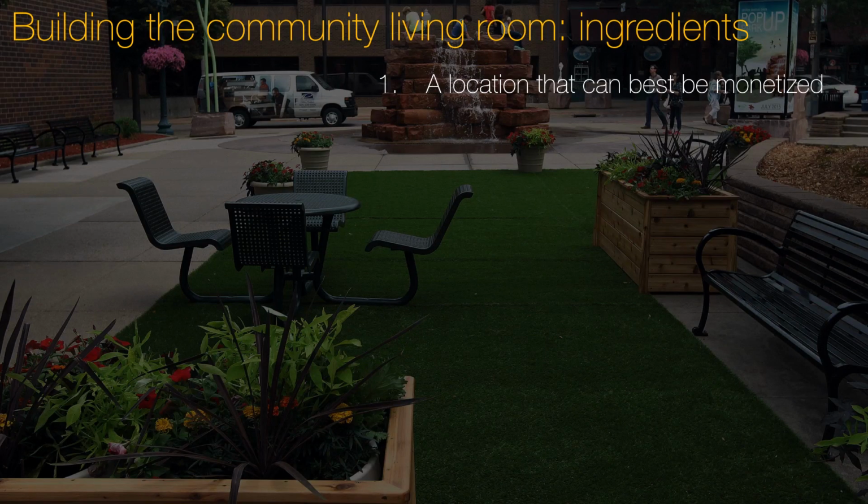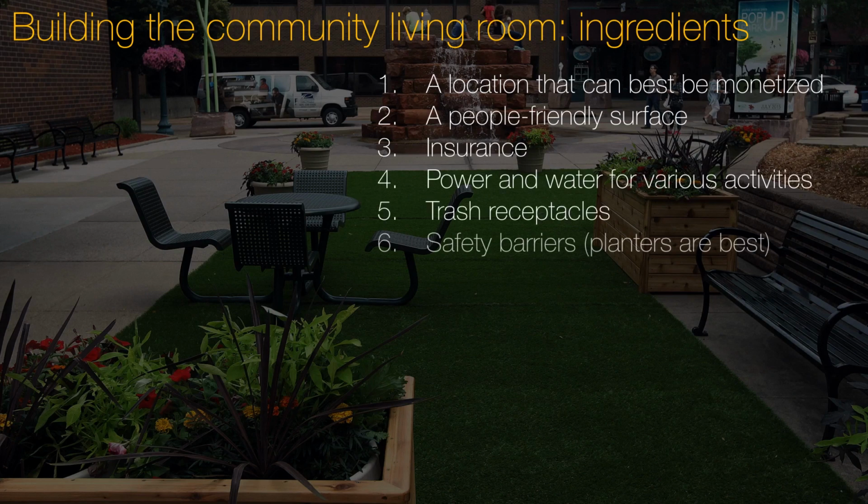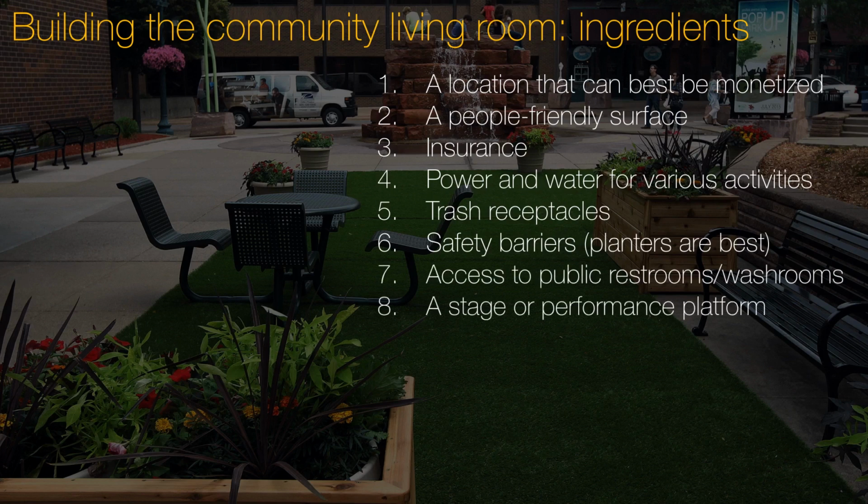So to build your community living room, here are the ingredients. First of all, a location that is best monetized, a people-friendly surface, insurance, power and water for various activities, trash receptacles, safety barriers, which are usually planters like you just saw in that previous photo, access to public restrooms or washrooms, a stage or performance platform, just something that gets them up a couple of feet, and then lighting, because the primary hours of a plaza are after work and on weekends.